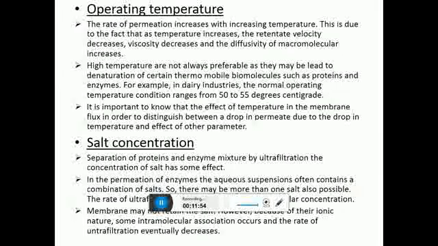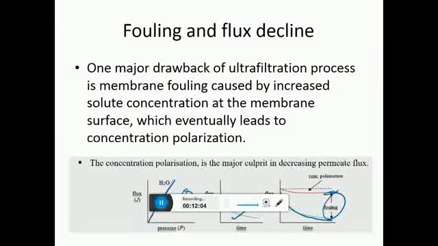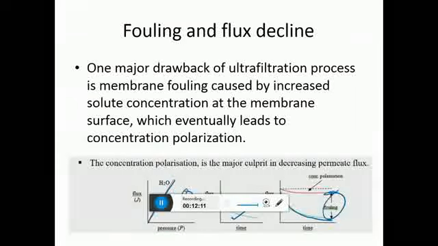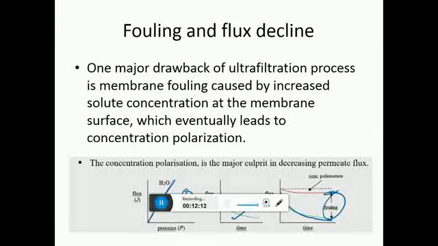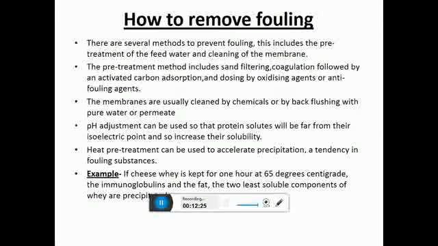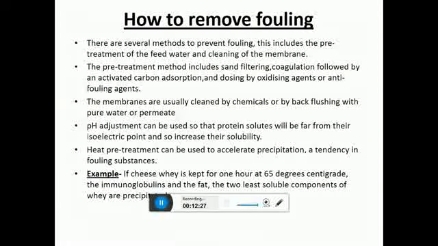Now see, there are many points. You just read once how pressure is affecting, how temperature is affecting, how salt concentration is affecting. That is enough. And next is the fouling or flux decline. Fouling is caused by concentration polarization. The concept is the same. Molecules build up near the wall and decline your permeate flux, and this we call fouling. So this is something about fouling and flux decline, and after that, how to remove the fouling.